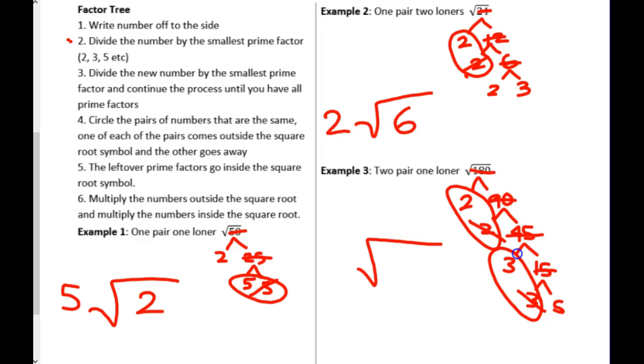Now, circled are my pairs. Pair of 2, pair of 3. What do I do with those 2 numbers? The answer is always multiply. 2 times 3 is 6 on the outside, and then on the inside, the loner is 5. So instead of square root of 180, it's 6 square root of 5. Okay? So far, so all right.